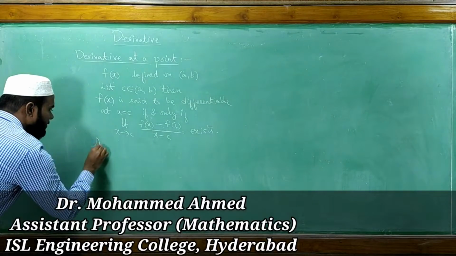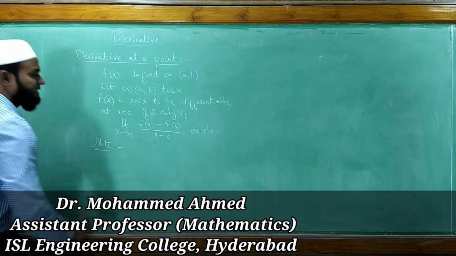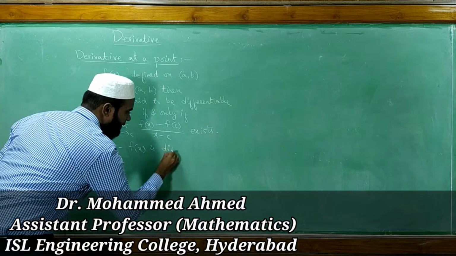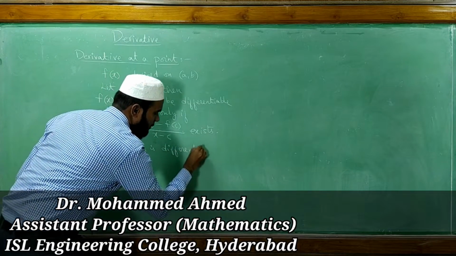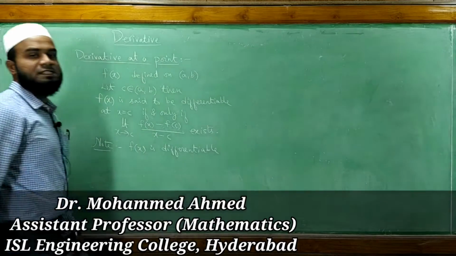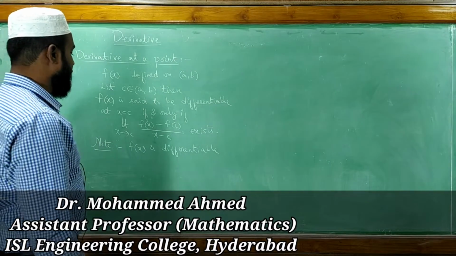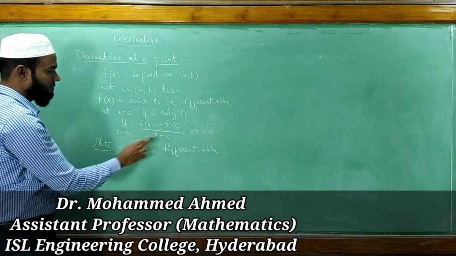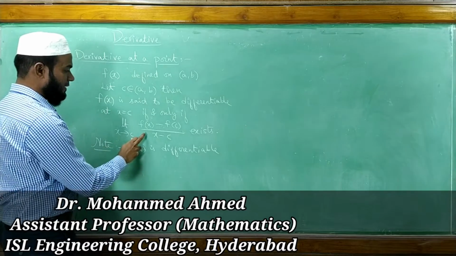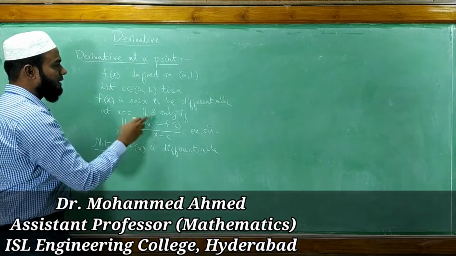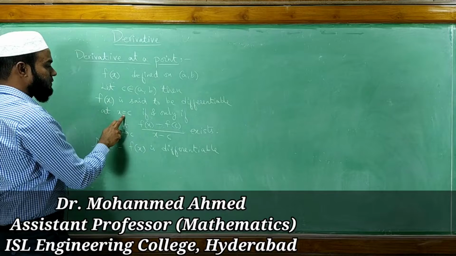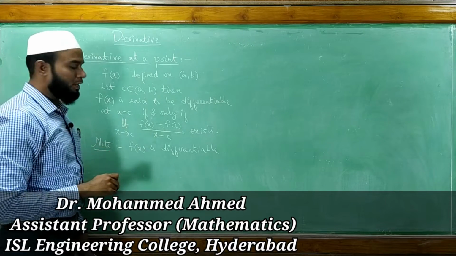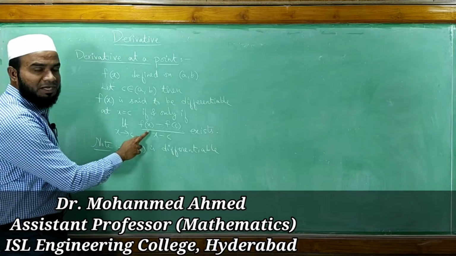Now I'll make a note here. Throughout this discussion I am going to consider that f of x is differentiable. What is the meaning? If f of x is differentiable, then according to this definition, this limit will always exist. In the previous session, students, we have learned when this limit exists.